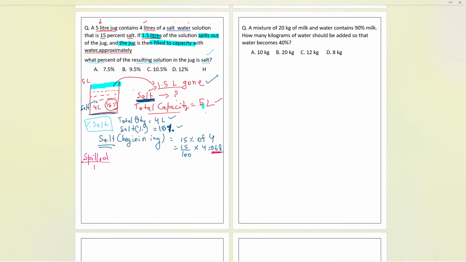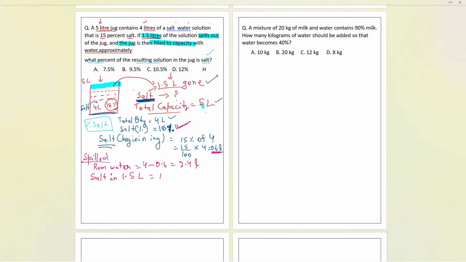So the remaining water will be 4 liter minus 0.6. This is the remaining water, 3.4 liter. But in this case we have 1.5 liter spilled out. If 1.5 is spilled out, the amount of salt inside the complete solution or the 1.5 liter will be 15% only. It will not change.